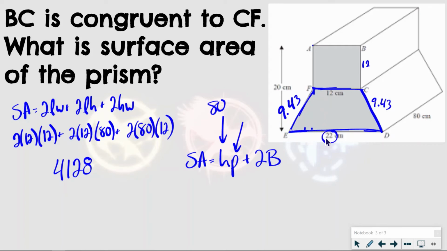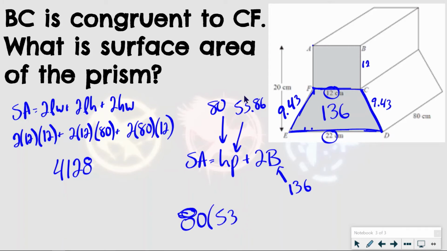I'm going to add up those four sides. 12 plus 22 plus 9.43 twice gives me that the perimeter is 53.86. So that's the perimeter of the base. Capital B stands for the area of the base, which we actually just found when we were finding the volume, so that's 136. Now you can plug into each part there, 80 times 53, sorry, it's 52.86.